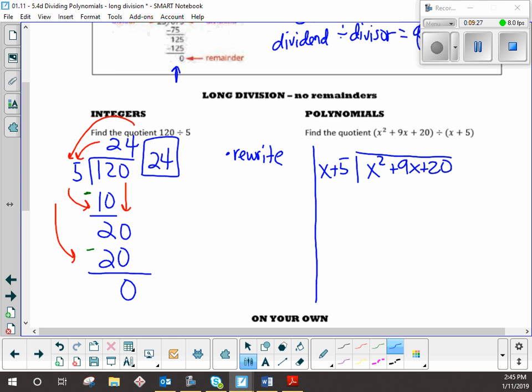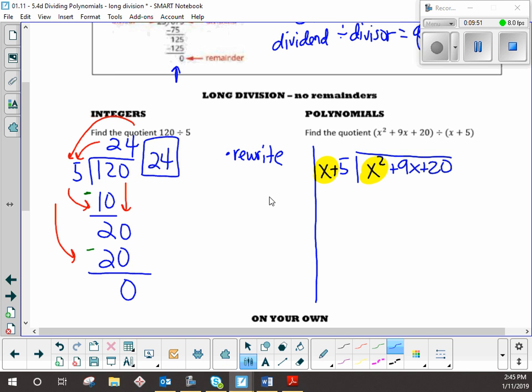So in the regular long division, I started with the 5 and the 1, right? That's with the first terms. I was like, 5 goes into 1 how many times? I was like, none, and then I went to 12. Here's how that looks over here. You find the leading terms. The leading term on the outside is just the x, and the leading term on the inside is x squared. Leading just means the first thing that's written there.